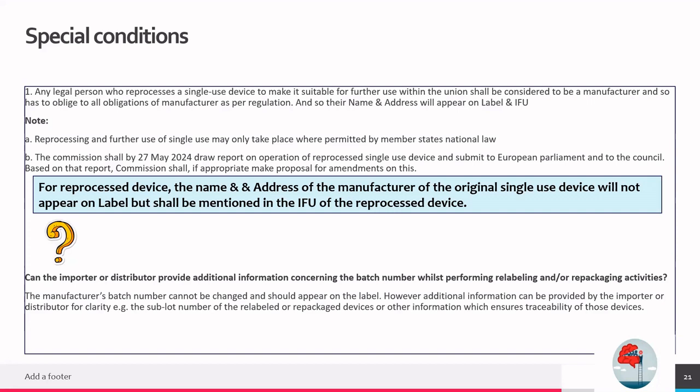Now the question arises: can the importer or distributor provide additional information concerning the batch number while performing relabeling or repackaging activities because it is reprocessed? The answer is the manufacturer's batch number cannot be changed and should appear on the label. However, additional information can be provided by the importer or the distributor for clarity. For example, a sublot number of the relabeled or repackaged device, or other information which ensures the traceability of that device is not gone. A subcategory can be added to that, but the original one cannot be removed.